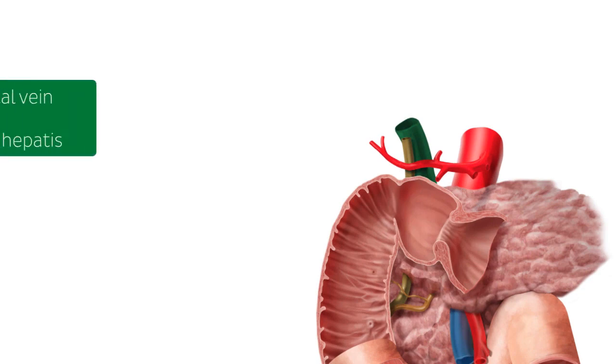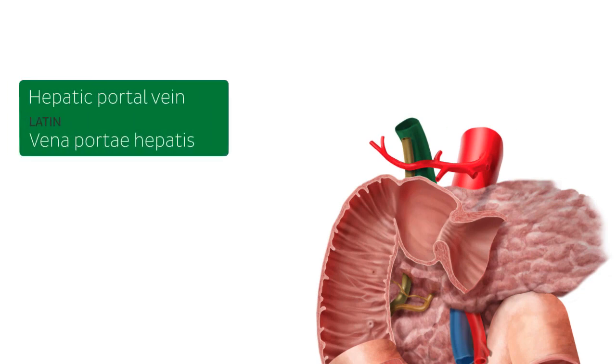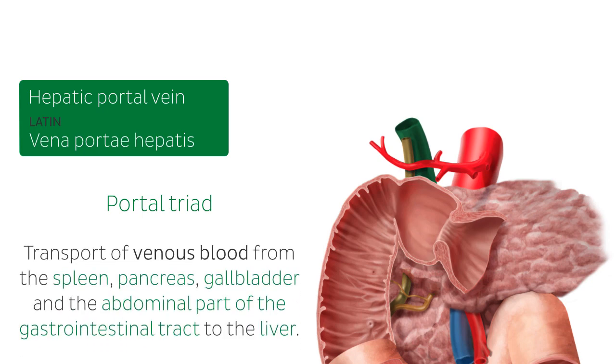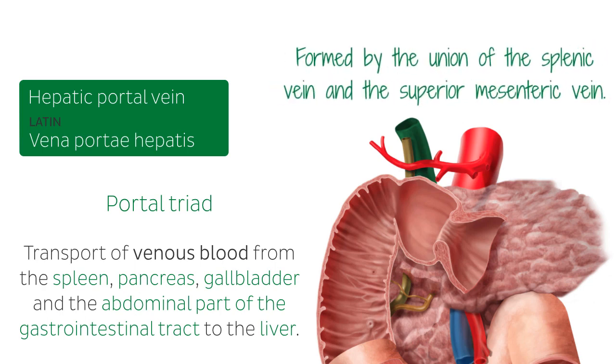here, and we're going to be highlighting now the hepatic portal vein. This one forms then the portal triad, is part of the portal triad, and is the final common pathway for the transportation of venous blood from the spleen, pancreas, gallbladder, and the abdominal part of the gastrointestinal tract to the liver. It is formed by the union of the splenic vein and the superior mesenteric vein, just posterior to the neck of the pancreas. Please note that this vein does not drain into the inferior vena cava.